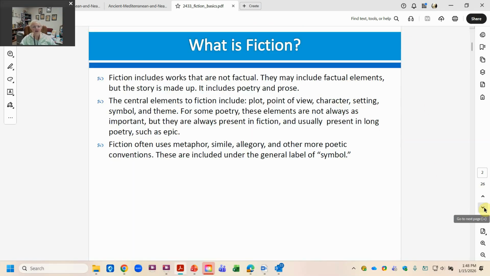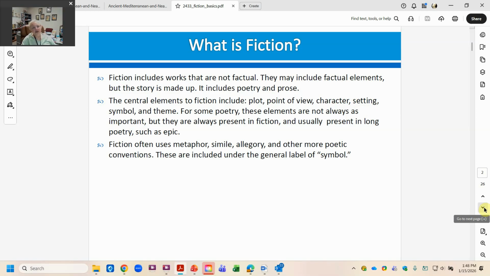So the first thing we'll look at is what is fiction. Fiction is just anything that's not factual. It could be poetry, it could be prose, and it can be based on actual real people or real events, but the story itself is made up in some part, right?